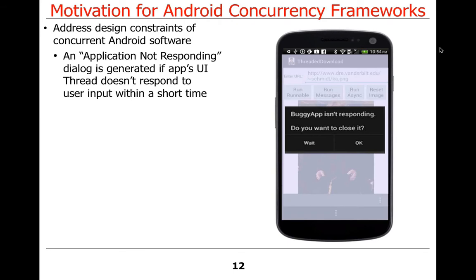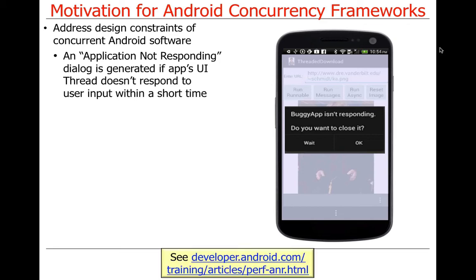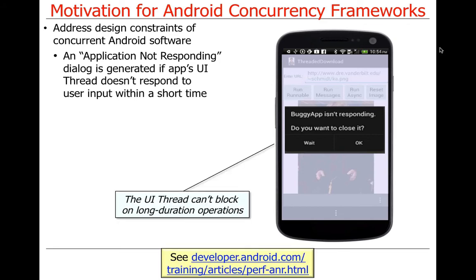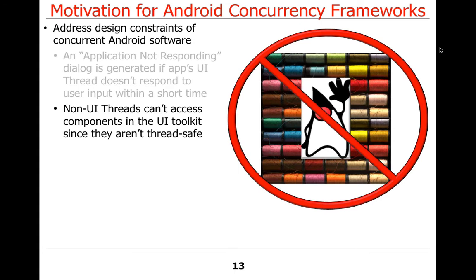Well, you've seen some of these constraints already. One of the classic ones is you can't let the user interface thread block for any length of time, beyond a second or two. Otherwise, you get the application not responding dialog generated. So that's an example of a constraint, right? So what do you do about that? We'll talk about it, and you can learn more about that if you haven't already seen it. So what this means is the user interface thread can't block for long duration operations.